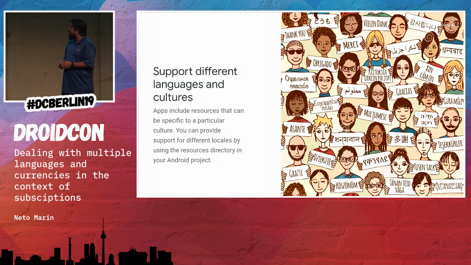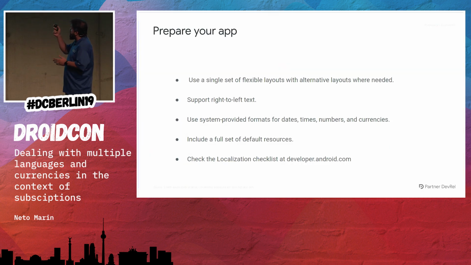So I put here some bullet points to remember. Use a single set of flexible layouts. Your layouts must be flexible, but at some point you must have options for an alternative. In this case, what I'm calling alternative is right to left. Imagine that the layout will also be used in the opposite direction. Remember how users can have different colors or images or sizes there. So support right to left text again.